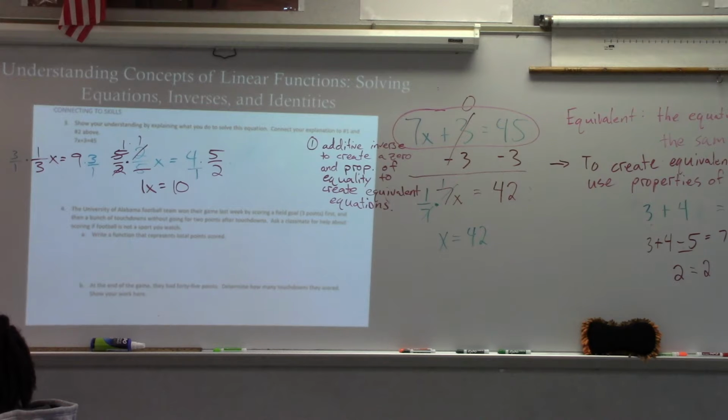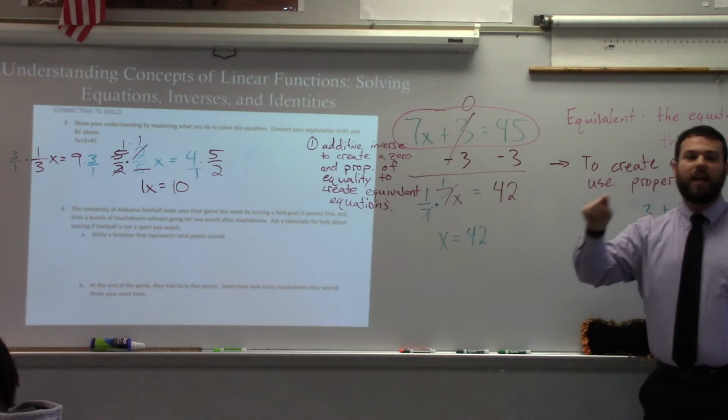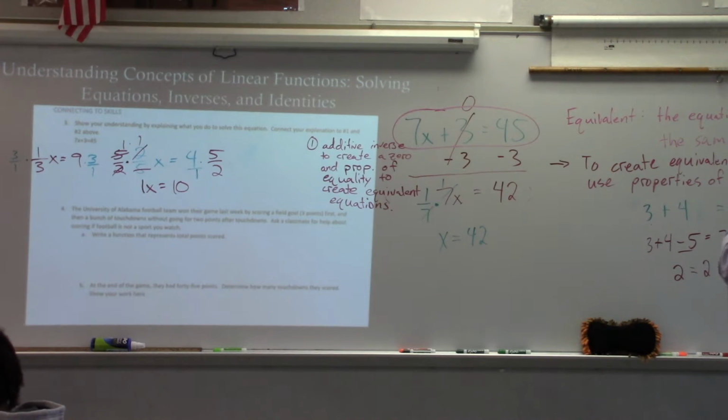Well, now hold on a second. I'm not just saying you can just substitute that 42 in, but I asked you to type in the entire equation. What'd you get? That's a false statement. Remember, I want you to do the 7 times 42 plus 3 equals 45. And what does it tell us? False. So is 42 my solution? No. So what mistake did I make?